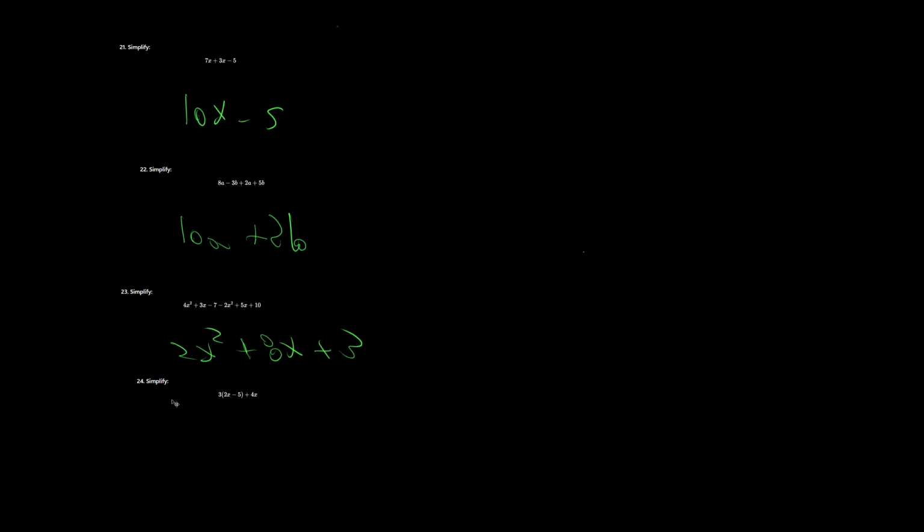Simplify, you use the distributive property. You do 3 times 2x, which gives us 6x, and minus 3 times 5, which is 15, plus 4x. We have 6 of x, and then we're adding 4 of x, so we get 10x minus 15.